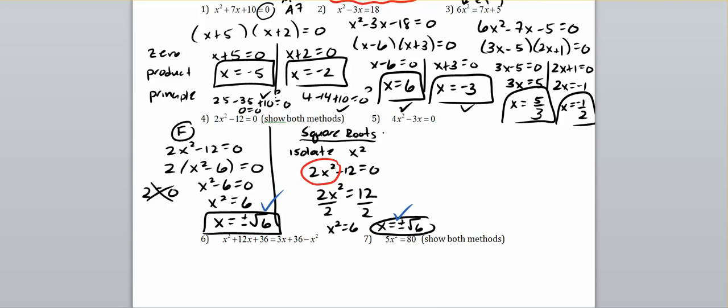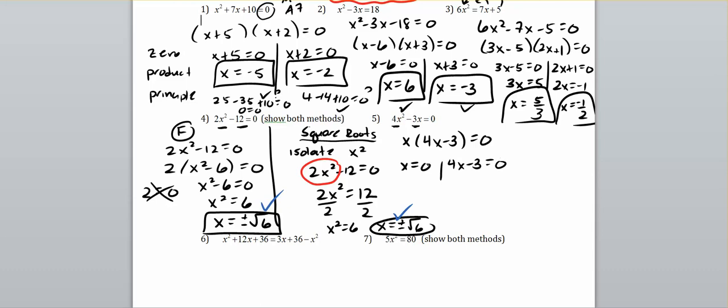All right, number 5, I can't solve this one by square roots, because a problem that I can solve by square roots has to be a square term and a number. If you look at number 5, I have a square term, but I also have an x term. So I'm not going to be able to solve this problem by square roots. What I can do, though, is factor out an x, so I'm left with 4x minus 3 equals 0. This is as fully factored as I can get it. I have two things that multiply to give me 0, so either x is equal to 0 or 4x minus 3 equals 0.